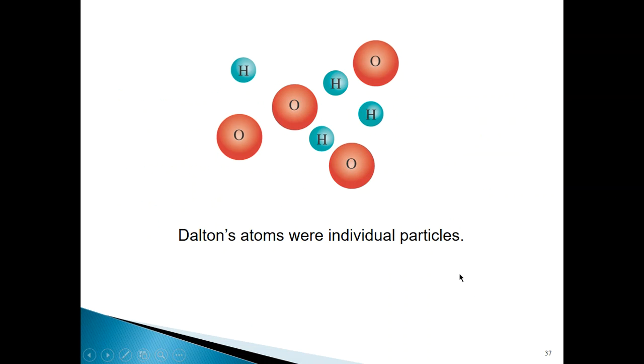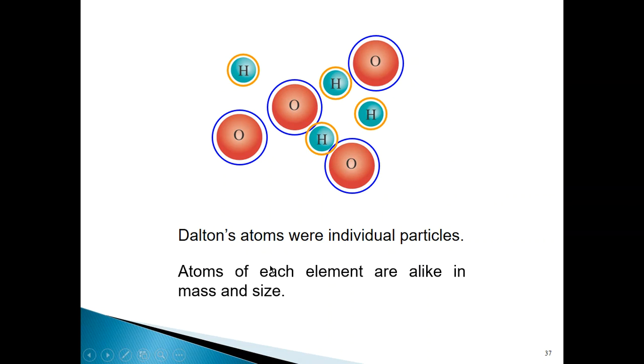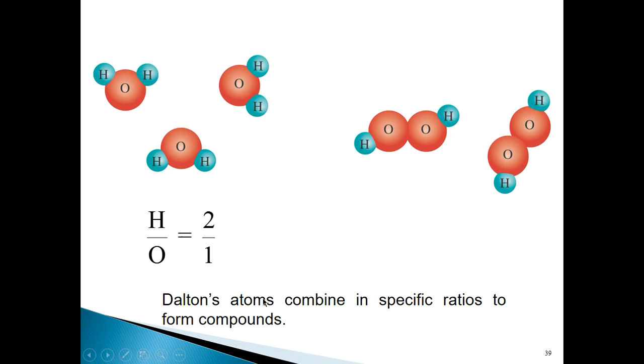So just to re-emphasize, one aspect of Dalton's atomic theory says that atoms of each element are alike in mass and size. So if you could actually see the atoms, you would not be able to distinguish between any 2 oxygen atoms because they'd look exactly the same, and the same would be true for hydrogen atoms. You would not be able to distinguish between any 2 hydrogen atoms because they look exactly the same. All right. Another aspect of Dalton's theory is that atoms of different elements are not alike in mass and size. So if you were to compare a hydrogen atom to an oxygen atom, they would look different if you could see them.